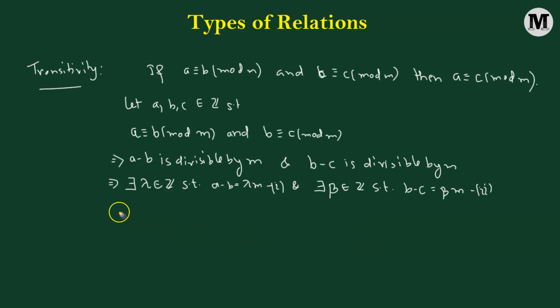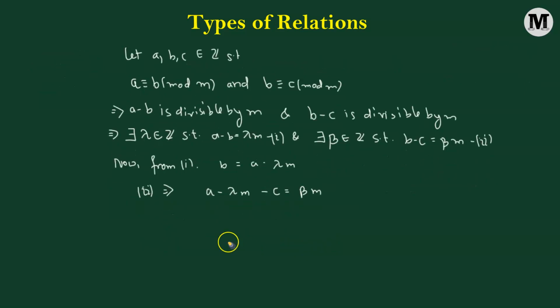Fine. Now we'll try to isolate B from equation number 1. So from 1, B equals A minus lambda times M. Okay, so we're going to replace this B back in 2. Equation number 2 gives us B minus C equals beta times M, but in place of B, we will replace it with A minus lambda times M. Then we have minus C, that equals beta times M.